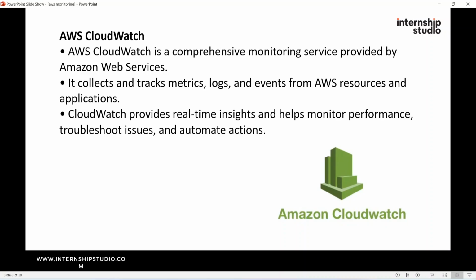Next came the events and alarms enhancements. From 2016 to 2018, we had the advent of AWS CloudWatch Events, introduced in 2016, I think. It allowed users to respond to changes in AWS resources in real time by triggering events based on predefined rules. Additionally, CloudWatch alarms received enhancements enabling users to create composite alarms and set more sophisticated conditions for triggering notifications.